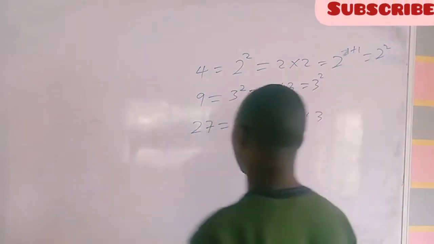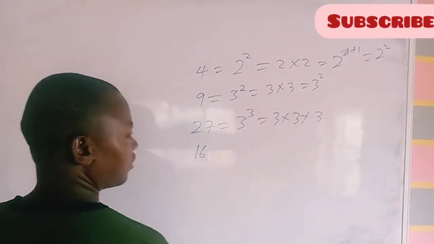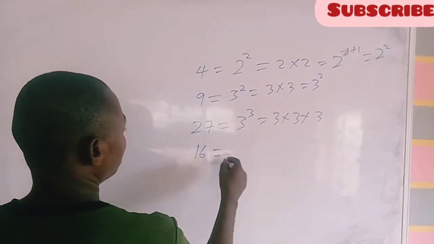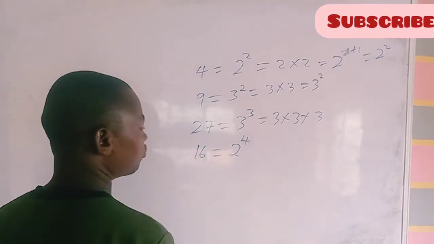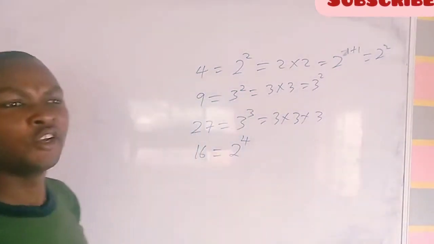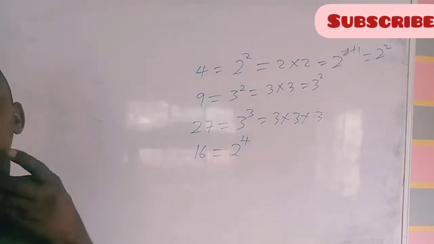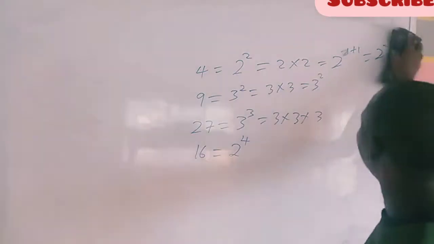So we can also have something like this, 16. We take it to 2 raised by 4, which is 2 times 2 times 2 times 2. So this thing can be applied when we have an indices question. Look at this question now.